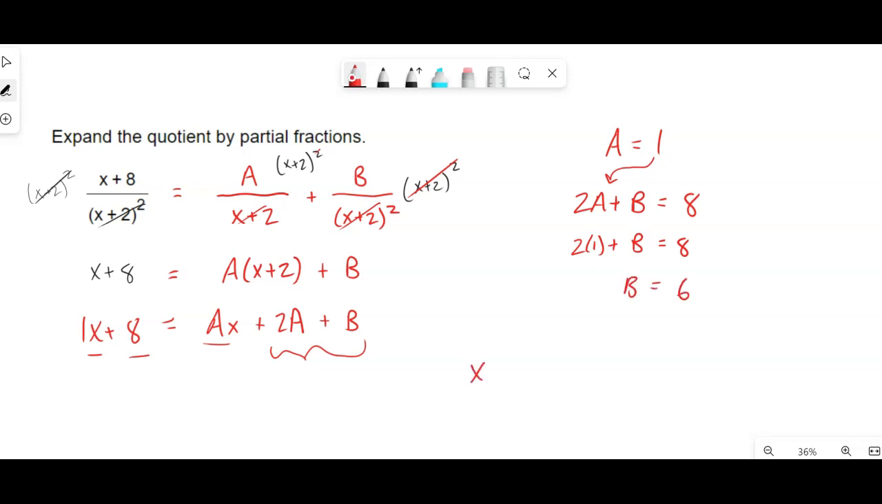So now we know our original expression was equal to A over x plus 2. A is 1, so 1 over x plus 2 plus B, which is 6, over x plus 2 squared. And that's where we get the original expression from. And this is, again, called the decomposition of the original expression, the partial fraction decomposition.